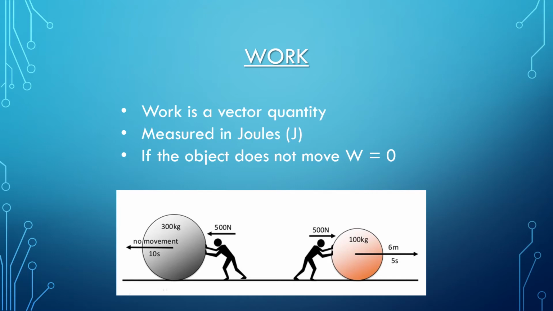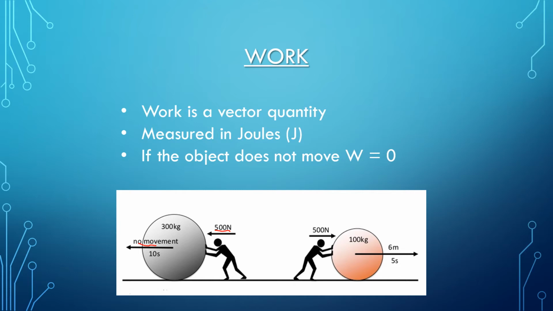So looking at the examples below, on the left, we have a person using a 500 Newton force and pushing against this object here, this boulder. However, the object is not moving. So the work that this person is doing is 0. They are doing no work. Even if they're sweating and pushing as hard as they can, using their muscles, they are actually doing no work unless that object moves.